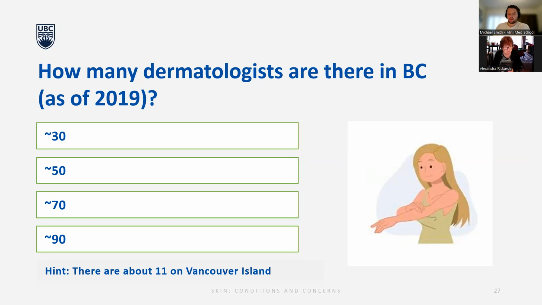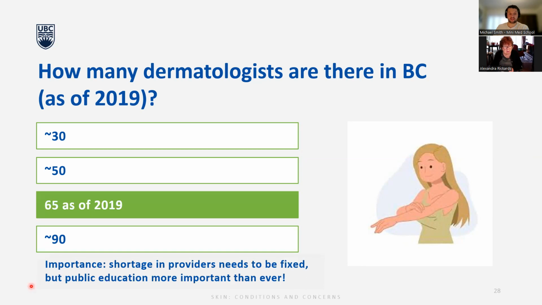Great. So the majority of people think about 50 dermatologists in the whole province. And as you can expect, a lot of them would be in the Lower Mainland, but we do have some on Vancouver Island. However, there are some people that think a bit more and some a bit less. So let's see what the answer is. And the answer is actually 65 as of 2019. So good, we have more than we thought, really.